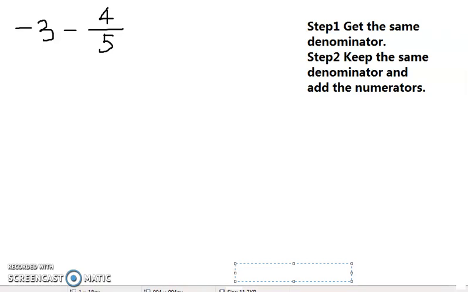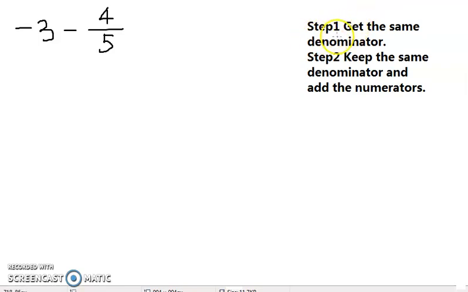So we have looked at examples of how to add or subtract two fractions. But in this example, one of the numbers does not look like a fraction. -3 is an integer. So how do we add numbers like these? One looks like a fraction, the other does not.